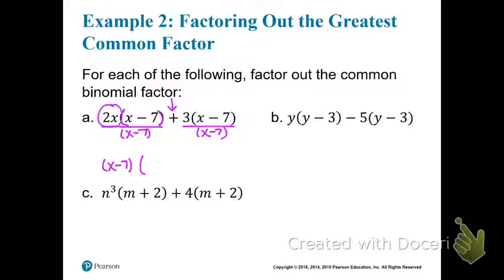Well, here we just have a 2x, and then our x minus 7s will cancel. And then over here we just have a plus 3, and our x minus 7s will cancel. So I'm done with my polynomial, so close my parentheses. Make sure nothing else will factor out, which it won't, and there's our solution.